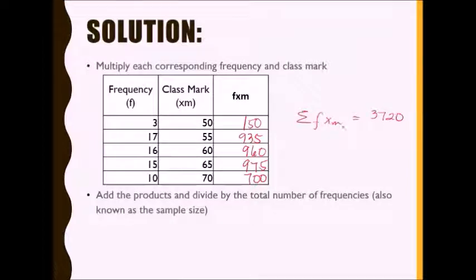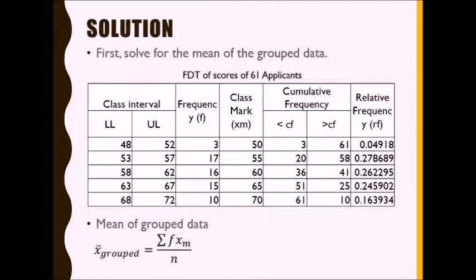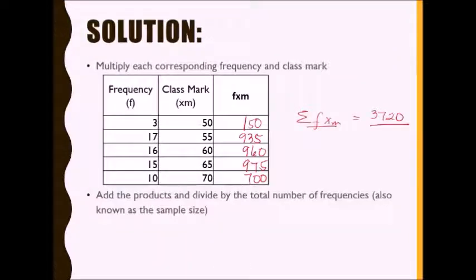Now, dividing that by the total number of frequencies, let's go back to the given. It says FDT scores of 61 applicants, so the total frequency is 61. We divide 3,720 by 61, and the result is 60.98. So 60.98 is our mean.